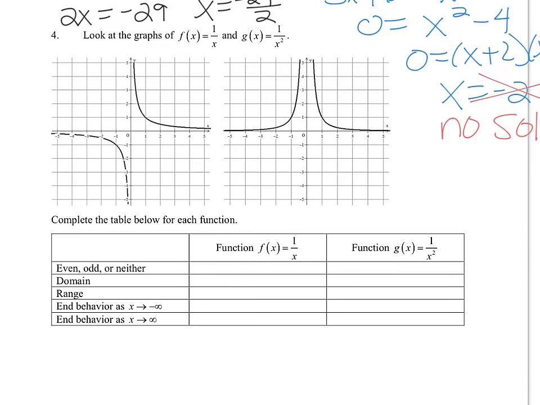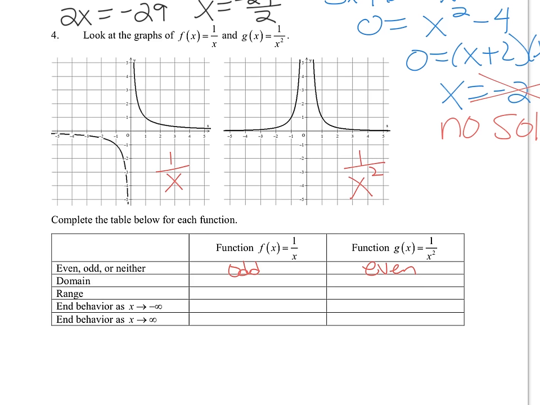All right, and now on to 4. We've got, this is our 1 over x, this is 1 over x squared. Even symmetry is y-axis, so g of x has even. Odd symmetry is origin, so that is 1 over x.